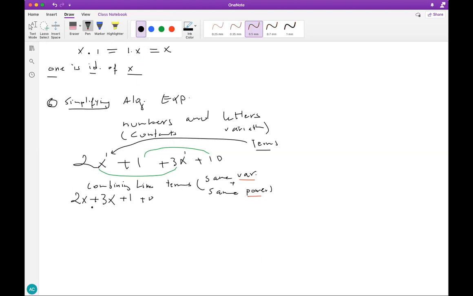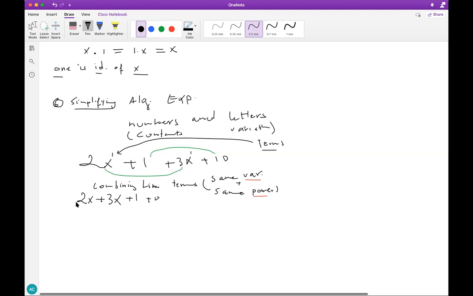Now that we put them together, so two of something, again, it could be dollars, could be apples, it could be anything, plus three of the same thing. Okay, what is the total of that, or the sum of that? It will be 5x. These together would be 5x.